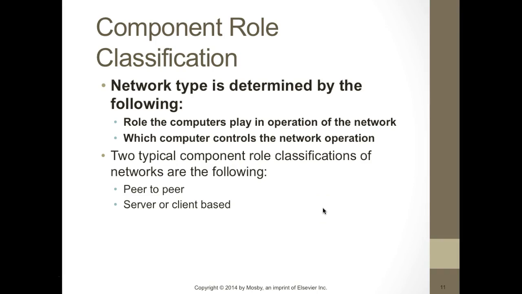So a network is determined by the following: the role the computers play in operation of the network, and which computer controls the network operations. So two typical role classifications of networks are the following: peer-to-peer and server or client-based.